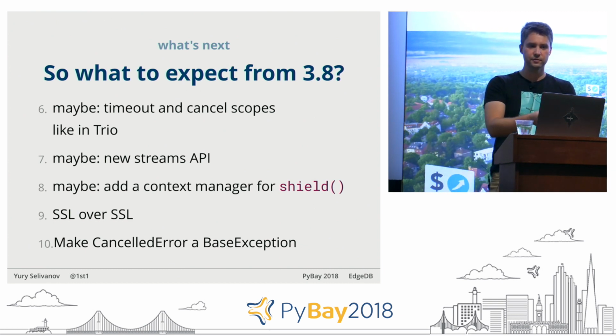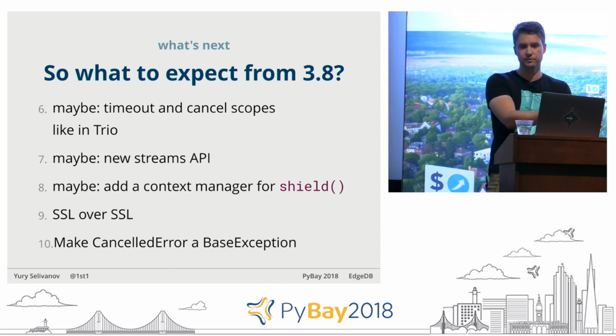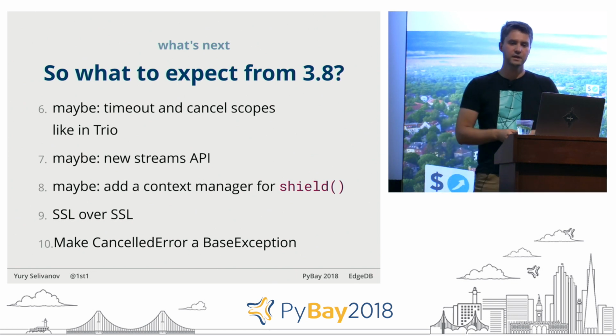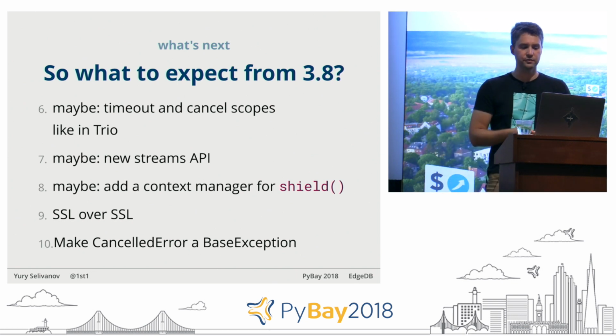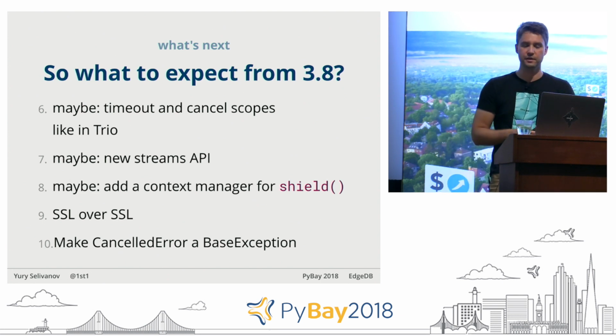You have a reader and you have a writer. And then you have a question, like if I want to close the connection, should I close the reader? Should I close the writer? Or maybe I should close both of them? So the API itself is very confusing. So hopefully we'll have a new version of this API in Python 3.8.